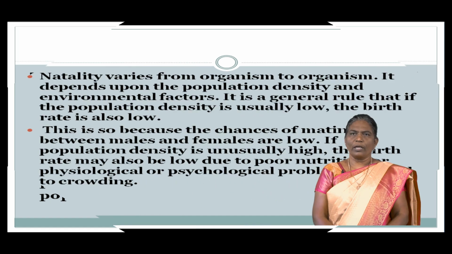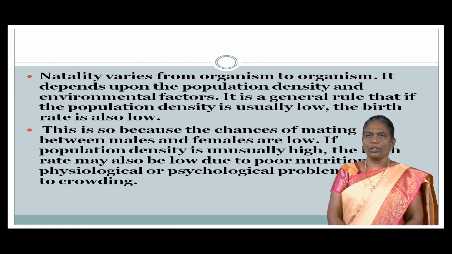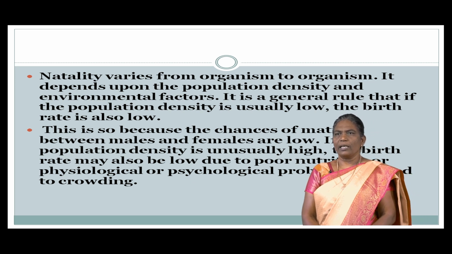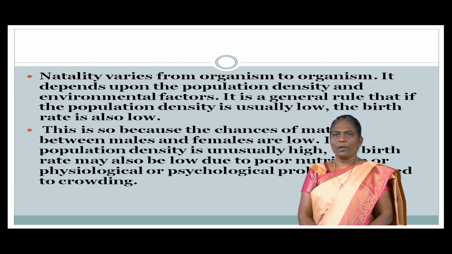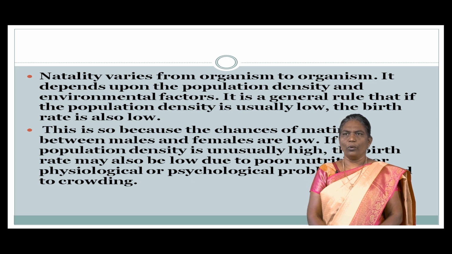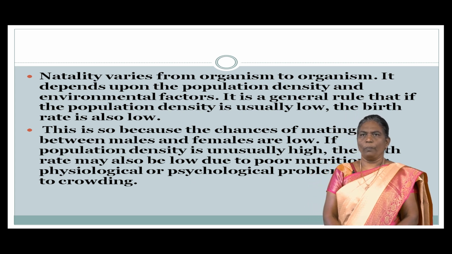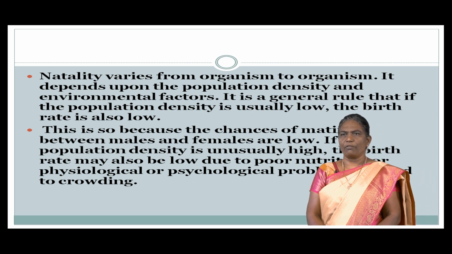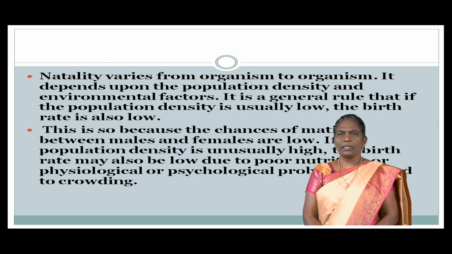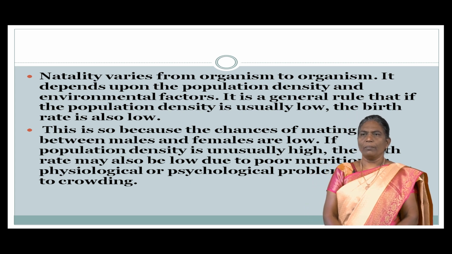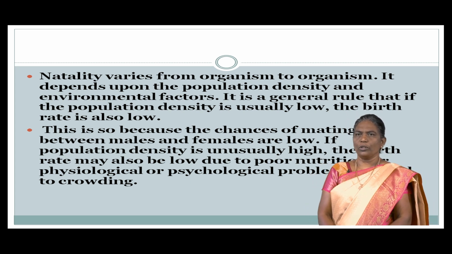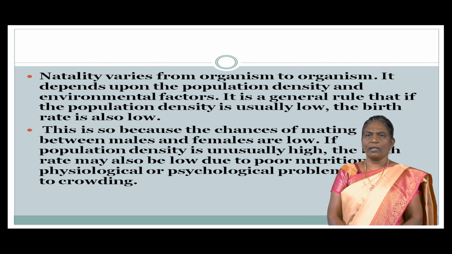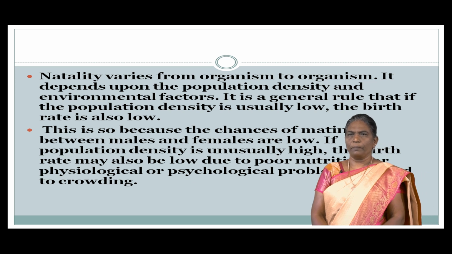Natality varies from organism to organism. It depends upon the population density and environmental factors. It is a general rule that if the population density is unusually low, the birth rate is also low. This is so because the chances of mating between the males and females are low. If population density is unusually high, the birth rate may also be low due to poor nutrition or physiological or psychological problems related to crowding.